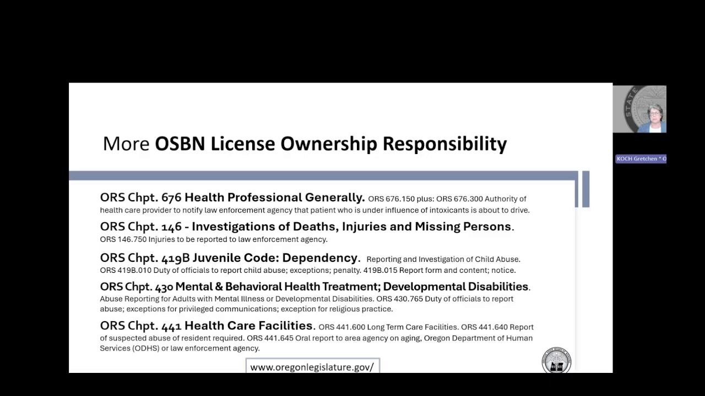Two final notes on reporting responsibilities for the OSBN license owner. So first, it's important to remember that unless otherwise specified in a statute, reporting responsibilities apply to all OSBN license owners and continue to apply even after a nurse is told, hey, don't worry about it, I'll make a report for you. Or maybe a nurse is directed, advised, or told not to make a report. The responsibility rests with the individual OSBN license owner to make that report. Second, the protection of people who receive nursing services, the protection of vulnerable populations, and the well-being of the broader public is strengthened by nurses fulfilling reporting responsibilities that come with license ownership.